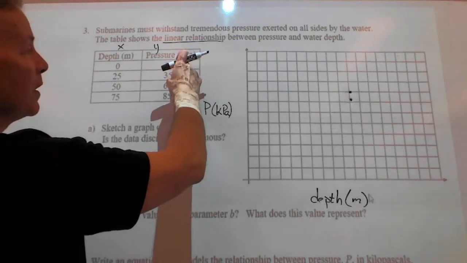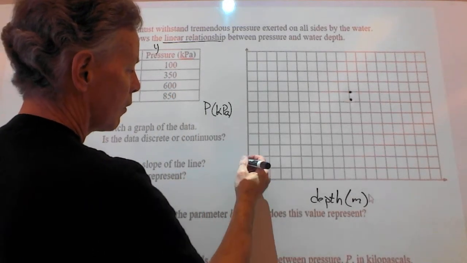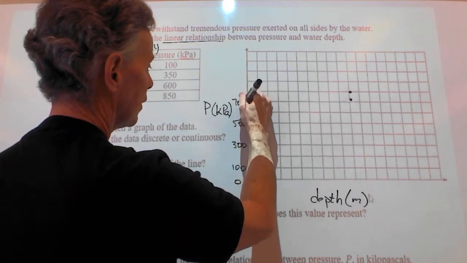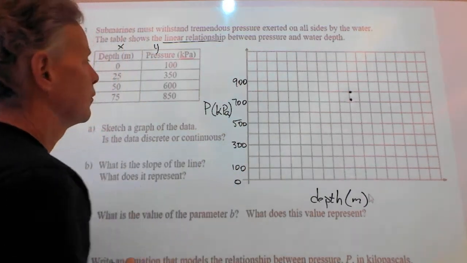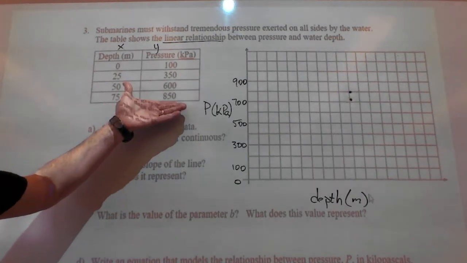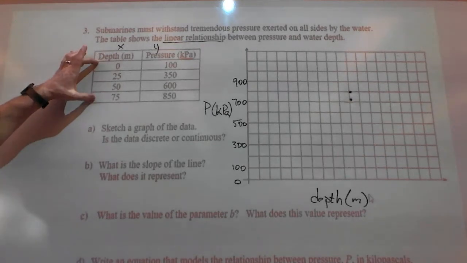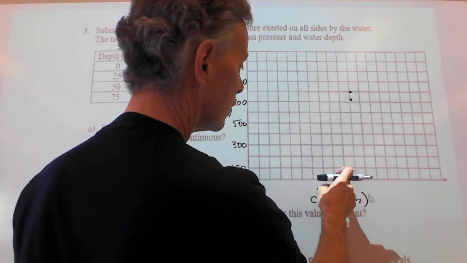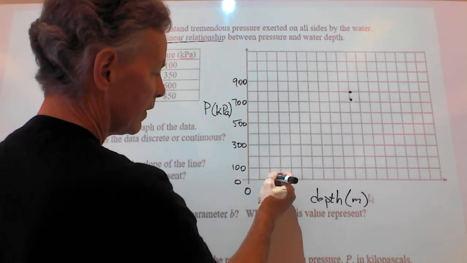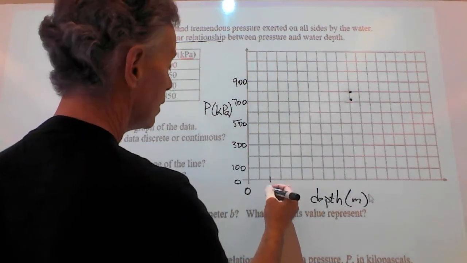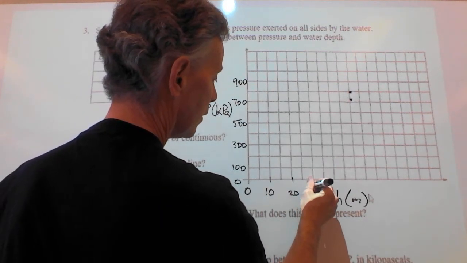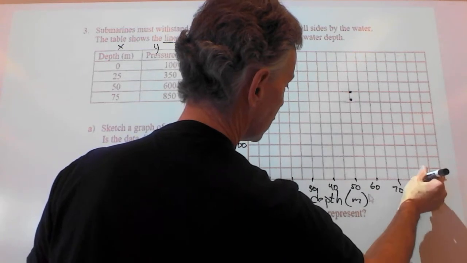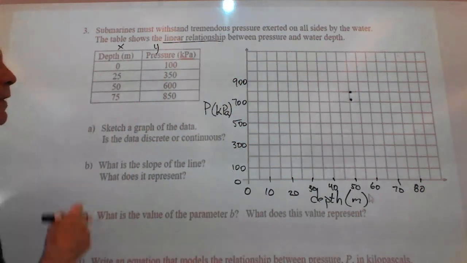This goes from 100 to 850, so I'm just going to go up by hundreds. So 100, 300, 500, 700, 900. That's above our highest y value, so that's where I'm going to stop. Depth in meters goes from roughly 0 to 100. I'm going to take 2 squares to be 10 meters. So 10, 20, 30, 40, 50, 60, 70, 80. And I'll stop there because 75 is my highest value.